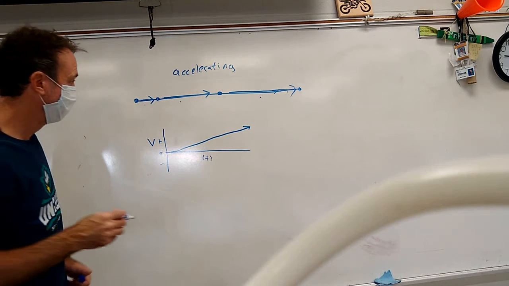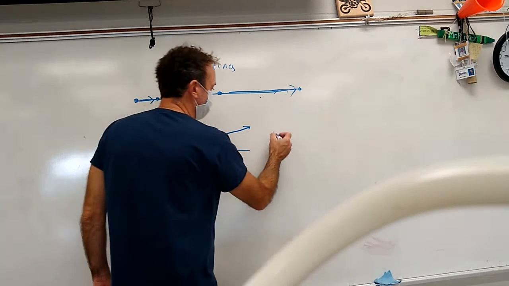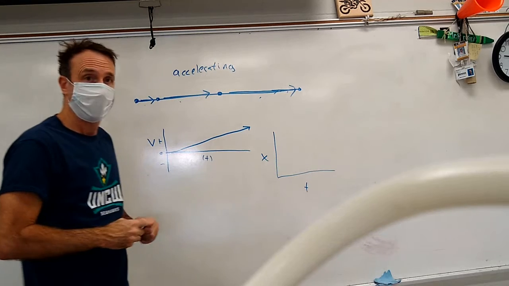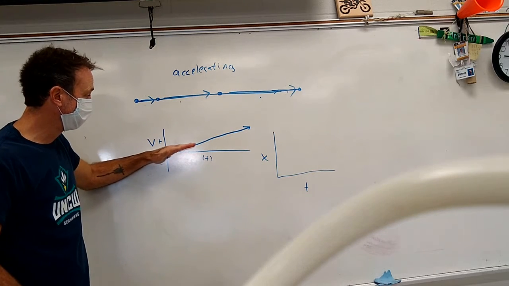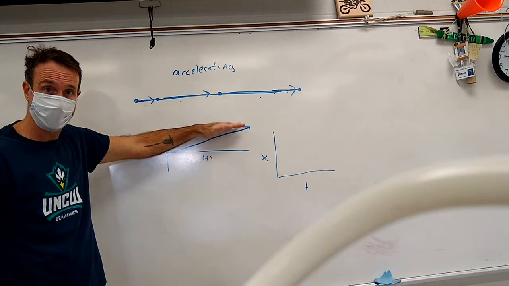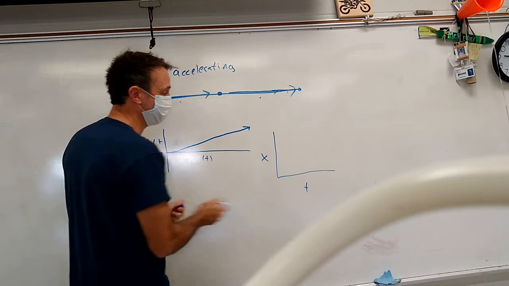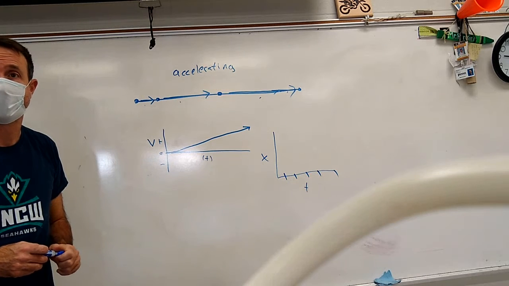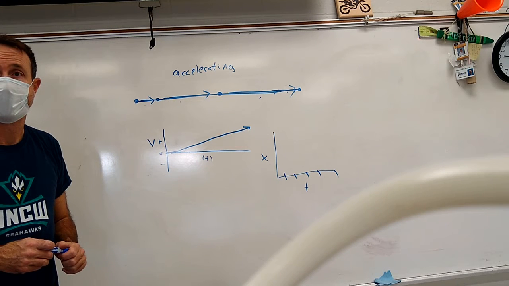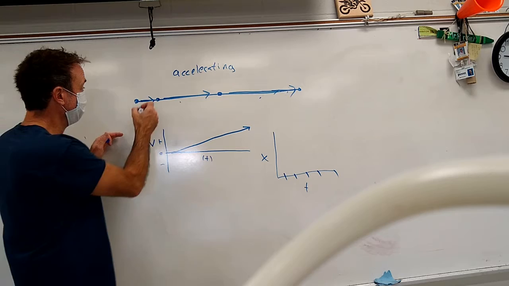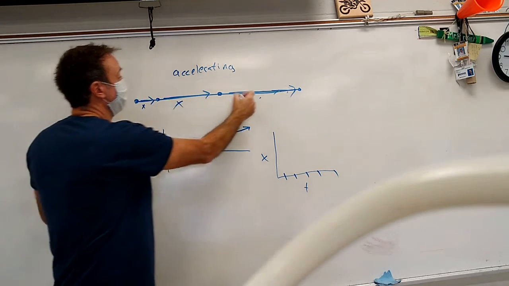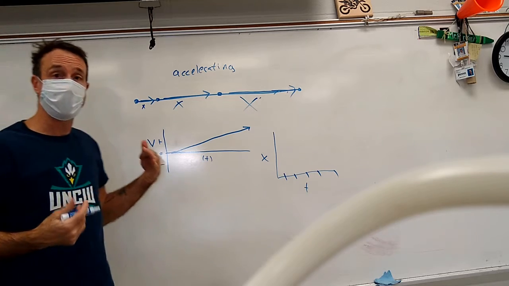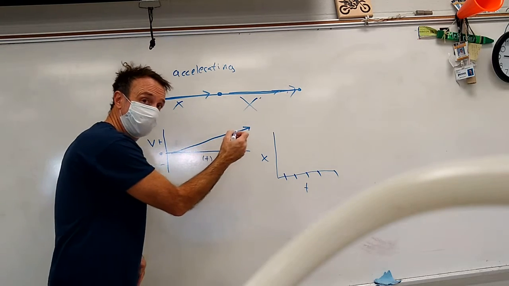Does that make sense? And another thing, what if we had a distance over time graph? Now, if velocity is increasing at a steady rate, then what's happening to the distance that's covered every second? It's becoming more and more. That's right. This distance and this distance and this distance are increasing, right? And it's increasing at a steady rate.